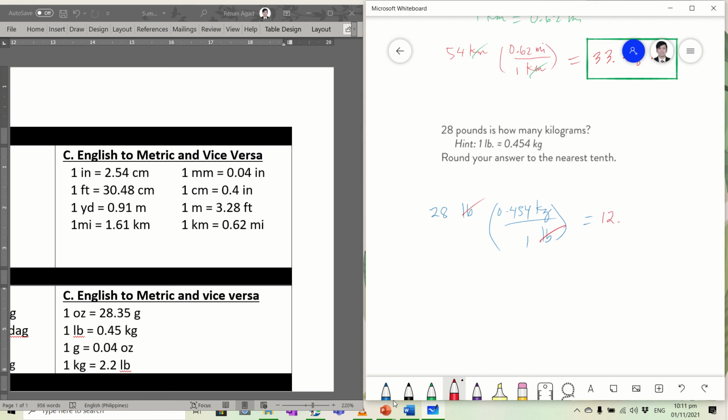12.712. But since the instruction is nearest tenth, so only up to the tenths place. So actually it's 12.712 kilograms, but we have to round it to the nearest tenth. The tenths place is here. What's after it is just a 1, so no need to round up. So the final answer is just 12.7 kilograms.